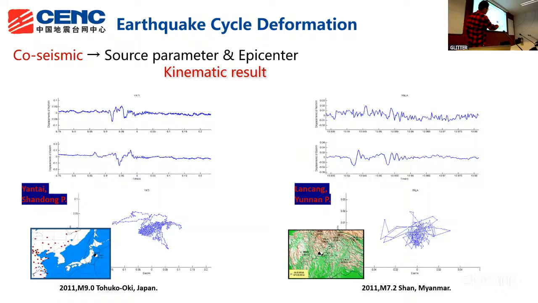Because the east-west direction had a big amplitude, but in the north-south direction we cannot get a clear waveform, because this earthquake was a strike slip earthquake, and the energy propagated from the west to the east.